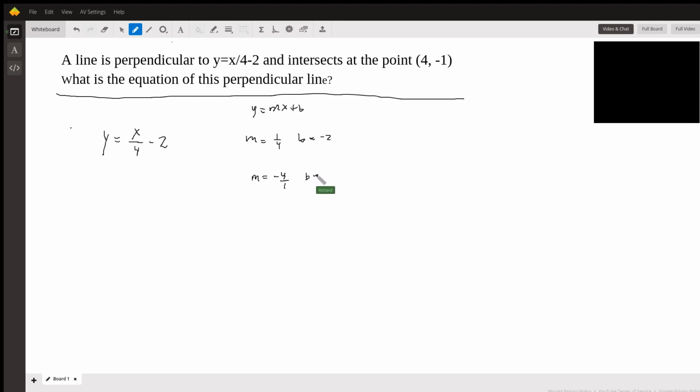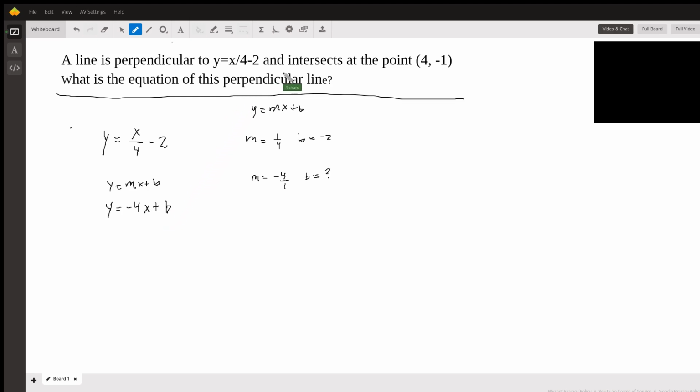And we have to find b. But we already know the slope. So we can write y equals mx plus b. And now I can write y equals -4x plus b, because I'm trying to find the equation of the perpendicular line. I know its slope, but I don't know b yet.